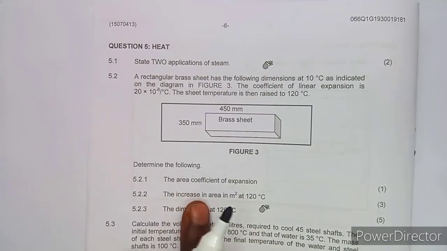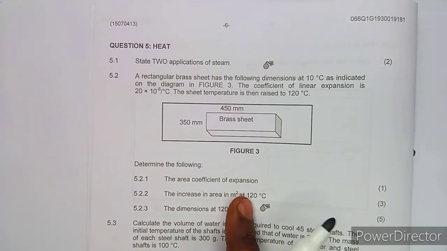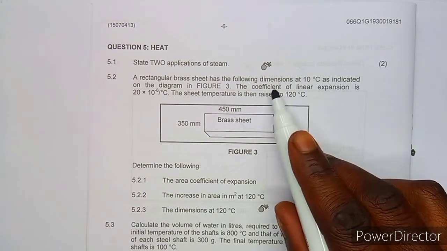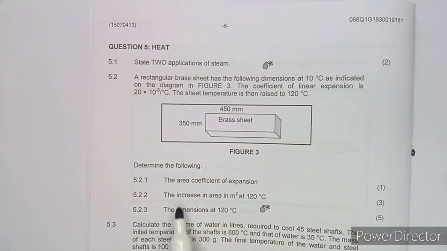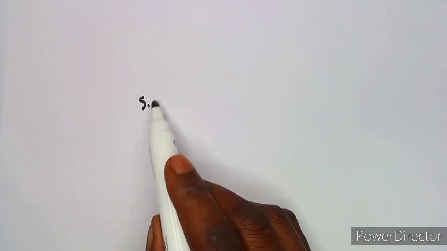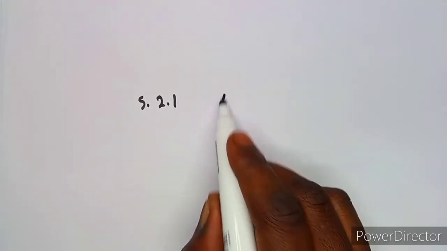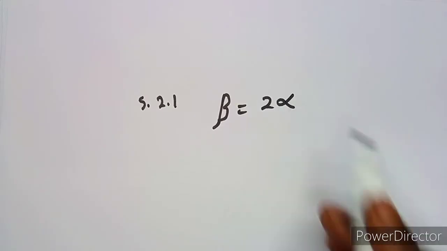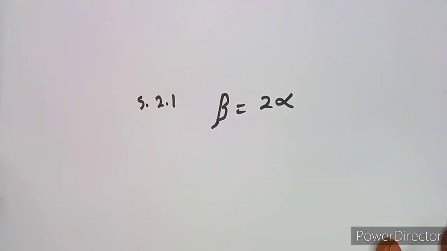Determine the following: the area coefficient of expansion. Since we've got the coefficient of linear expansion, then we've got the area coefficient of expansion. The area coefficient of expansion is given as beta, which is equal to 2 alpha. So the area coefficient is 2 alpha.